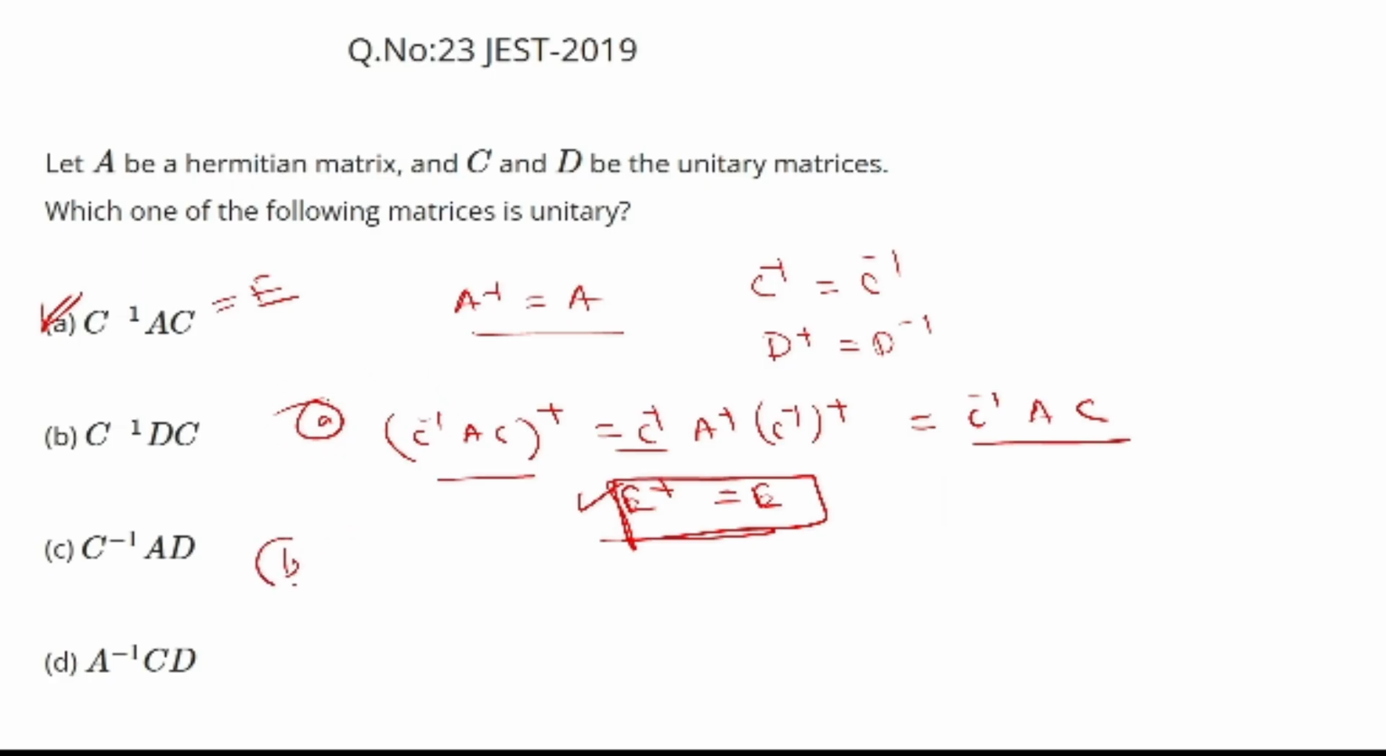So next go for option B. C inverse D C, take the dagger, both dagger, C dagger, D dagger, C inverse dagger. C dagger is C inverse. D dagger is D inverse. And if we take the dagger and again invert, then it will be only C.